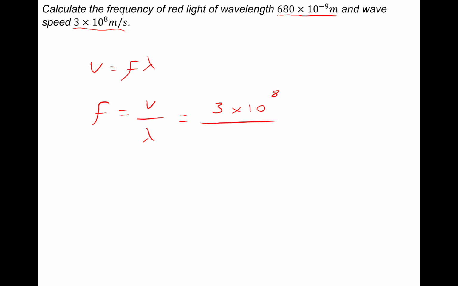Divided by 680 times 10 to the power of minus 9. And that will give you a frequency that's equal to 4.4 times 10 to the power of 14 hertz. If you got that, very well done. Let's move on to a closed exercise.